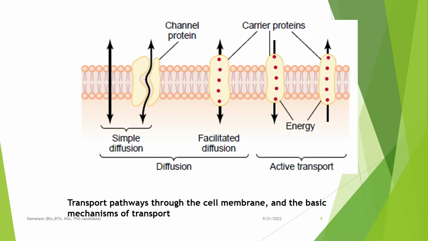Transport pathways through the same membrane and the basic mechanisms of transport look like this. This is illustrated as simple diffusion. Oxygen and carbon dioxide can simply pass through the lipid bilayer. Substances can enter and exit through protein channels at the same time. Simple diffusion occurs like this, and facilitated diffusion occurs from outside to inside or from inside to outside using carrier proteins.